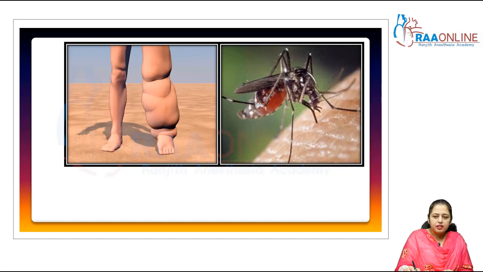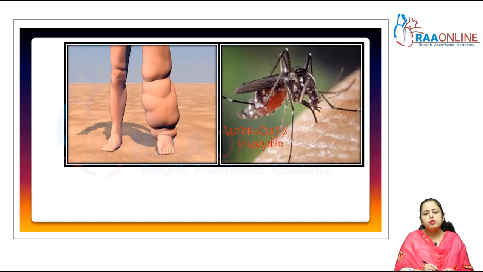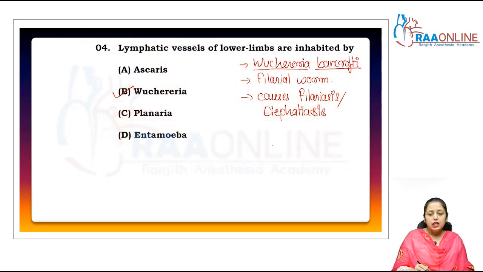Right? And the vector is Culex, right? Vector is the Culex mosquito. Culex mosquito is responsible for elephantiasis, right? So that Wuchereria bancrofti and Wuchereria malayi infect the lymphatic vessels, and they also affect the genital organs, right?